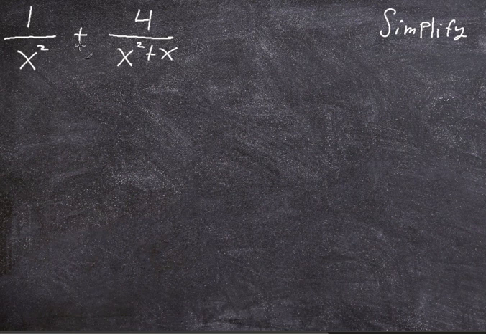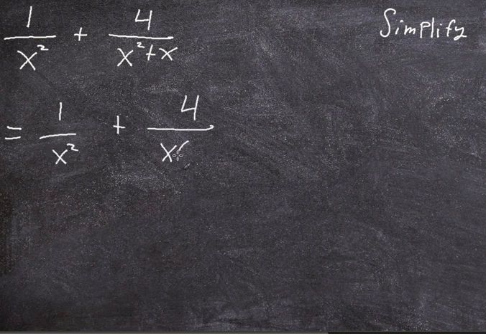1 over x squared plus 4 over x squared plus x. So for this one, there's not much to be done with the x squared. It does look like I could factor an x out of this one. So let's go ahead and do that. 1 over x squared plus 4 over x times x plus 1.